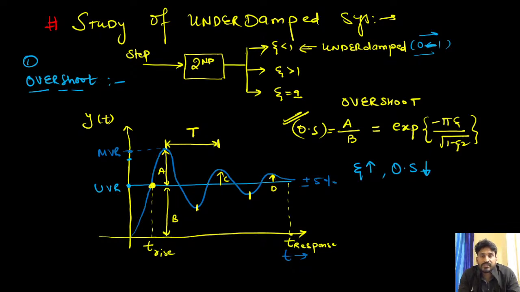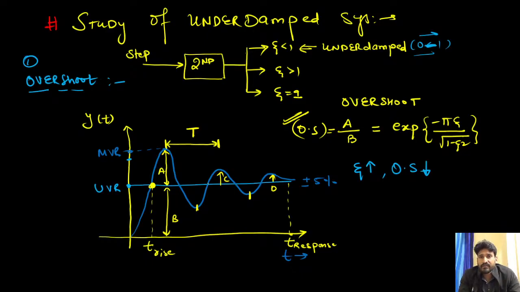Underdamped system, in which the zeta value is less than 1. In the underdamped system, there are two terms which are very important: overshoot and the decay ratio, right? The terminology is very simple, and you can see the question based on that. Simply formula putting question, right?